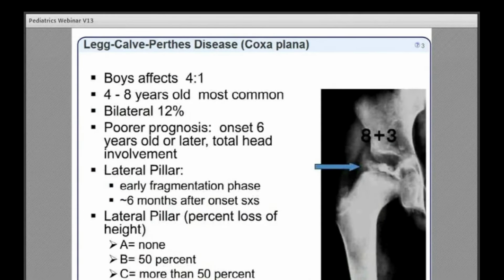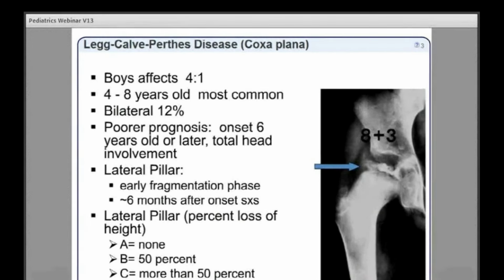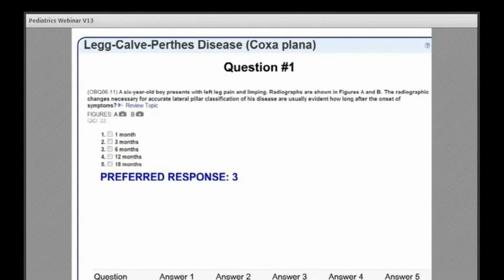Let's go into what we need to know to answer this question. Perthes is very common, affects boys more than girls, and usually between the ages of 4 and 6. Lateral pillar classification has significant prognostic value. The best time to make lateral pillar classification on radiographs is in the early fragmentation phase, which is typically at about 6 months after onset of symptoms. Lateral pillar classification is A, B, and C, with A being no loss in lateral pillar height, B being up to 50% loss in height, and C more than 50% loss in height. Let's go back to the question.